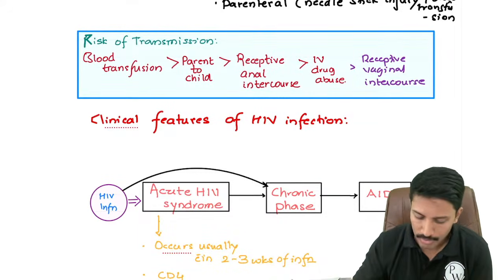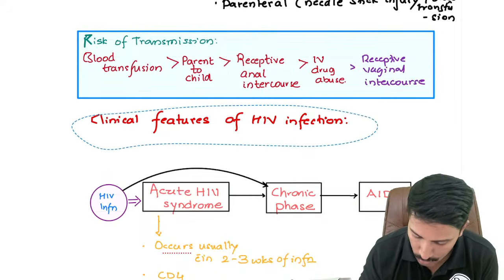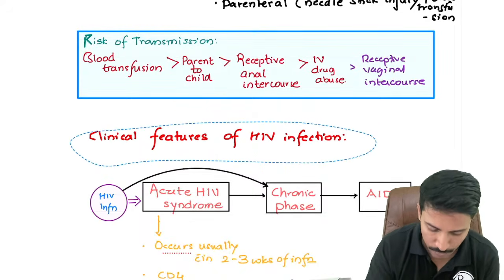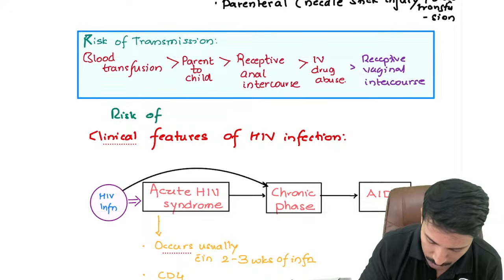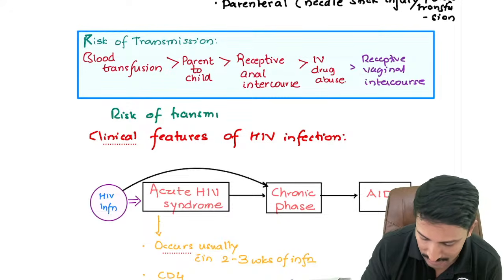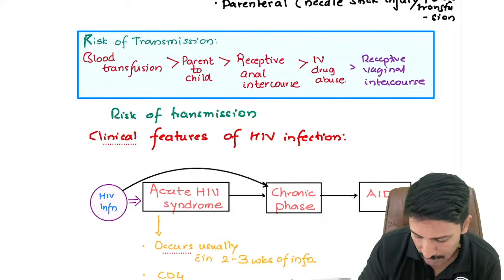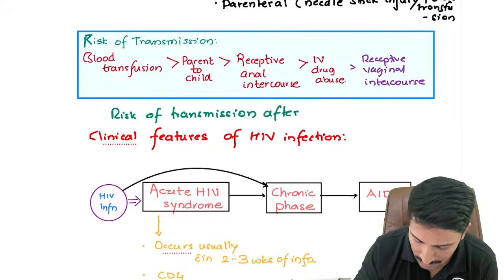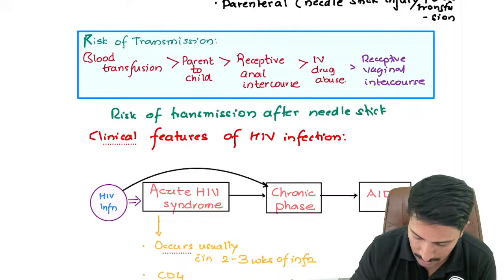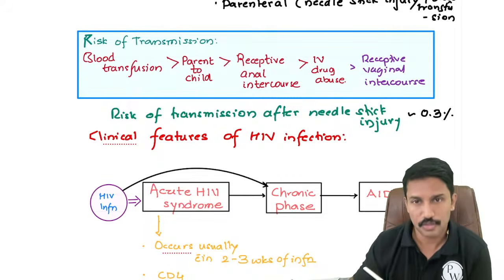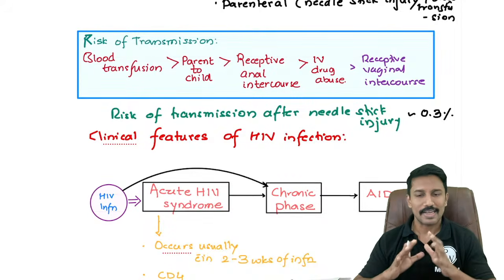Okay. One more point, if you want to get a brownie score from your examiner, you should mention that the risk of transmission after needle stick injury is very negligible. Needle stick injury is 0.3%. So it is negligible.